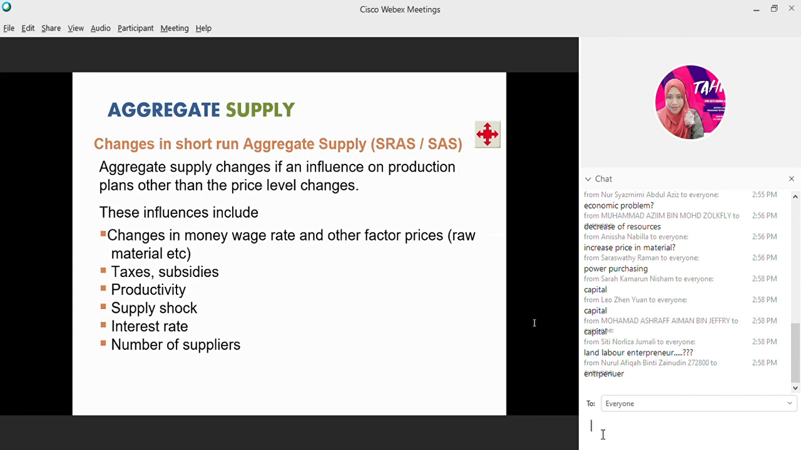Okay, but for this slide, just to differentiate, this refers to the human, and this is not human. The same goes for the entrepreneur. They also get wage. The ones that are not human, which are material, are land and capital. So that's why we call it other factor prices.